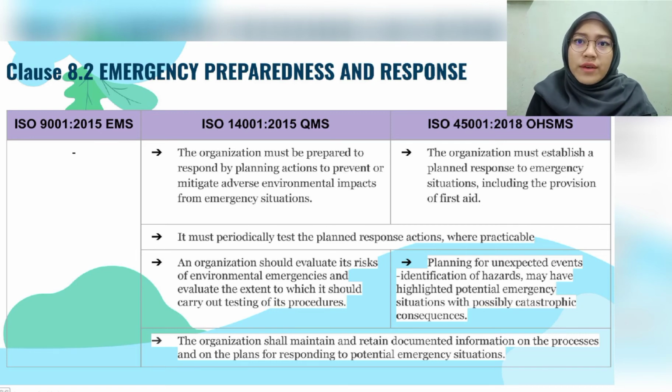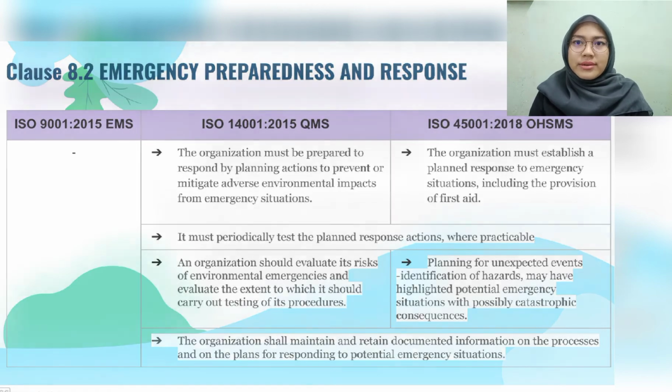An organization should evaluate its risk of environmental emergencies and carry out testing for its procedure. But differing from ISO 45001, it focuses on planning for unexpected events by identifying hazards and highlighting potential emergency situations. Lastly, based on both clauses in the three ISOs, they state the need for documented information to be maintained and retained, to have confidence that the processes have been carried out as planned.